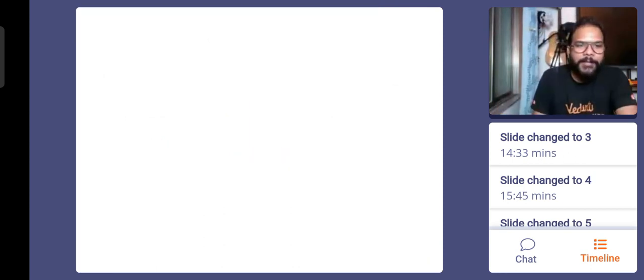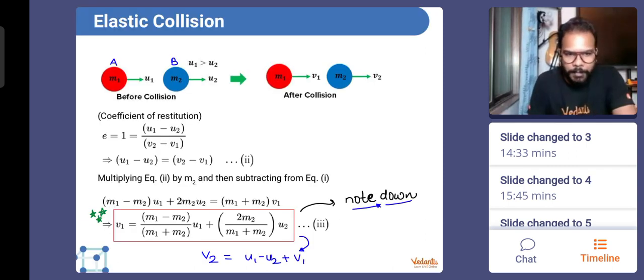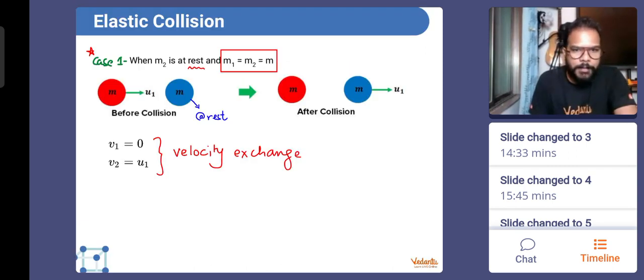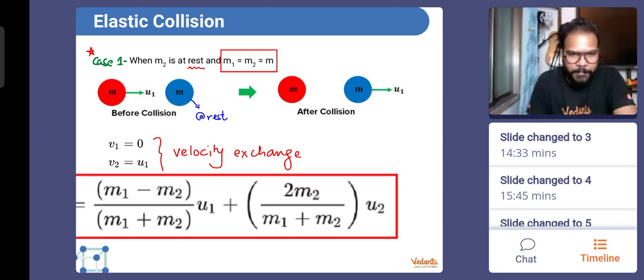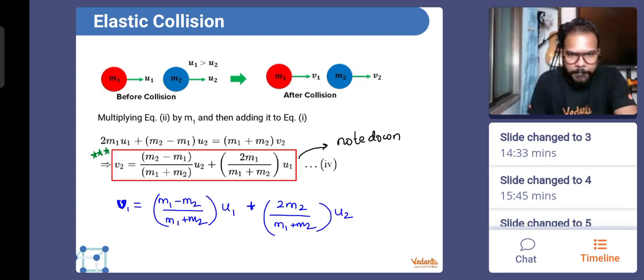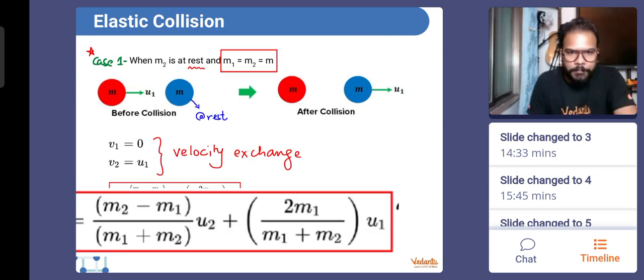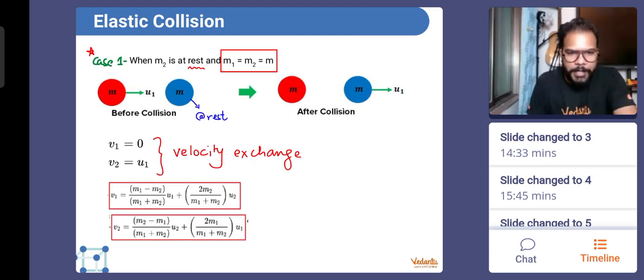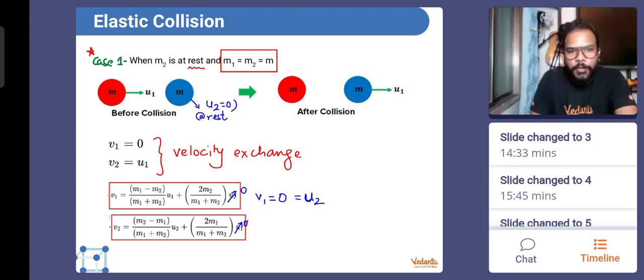So what will happen? Look at the formula. You will find that their velocities will be exchanged. u2 is given to us as 0, by the way. If the first body is coming to collide with the second body, and u2 is given as 0, put m1 equal to m2. v1 will come out to be 0, which is basically equal to u2. Whatever was the velocity of the second body has now become the velocity of the first body after collision. So u2 is equal to 0, and v1 becomes 0 after collision.